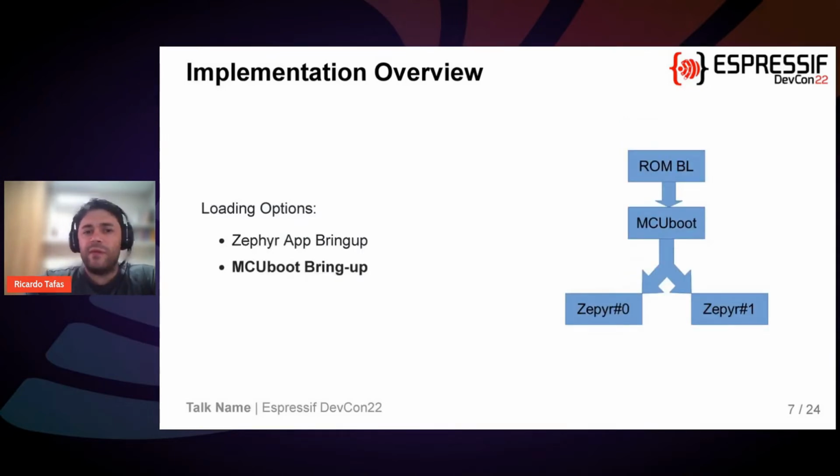When we have MCUboot do the bring up, we have the same ROM bootloader. After the ROM bootloader, we start MCUboot, and MCUboot then starts directly both the Zephyr image on core 0 and the Zephyr image on core 1. MCUboot, in all cases, is always running on core 0 before it starts the second image on core 1.